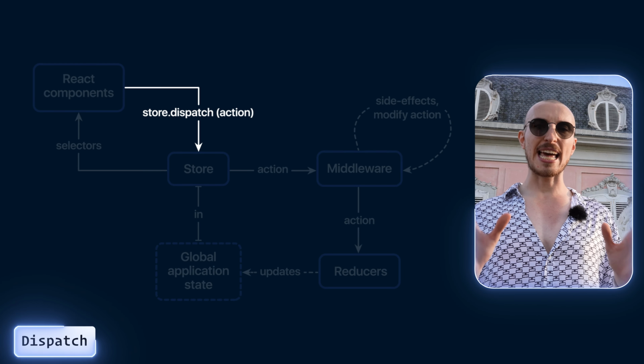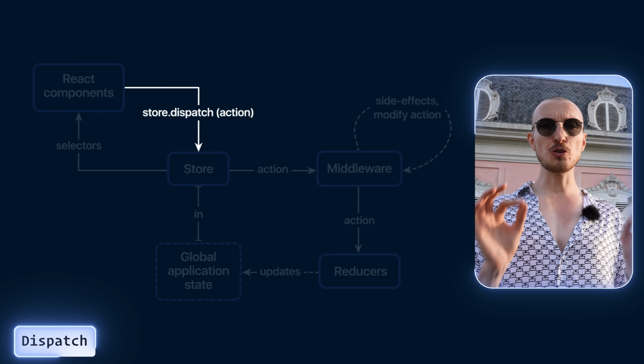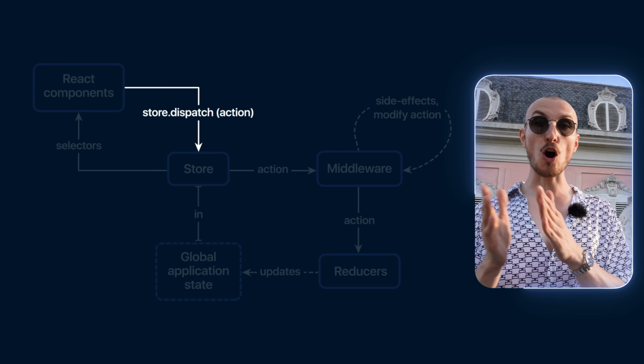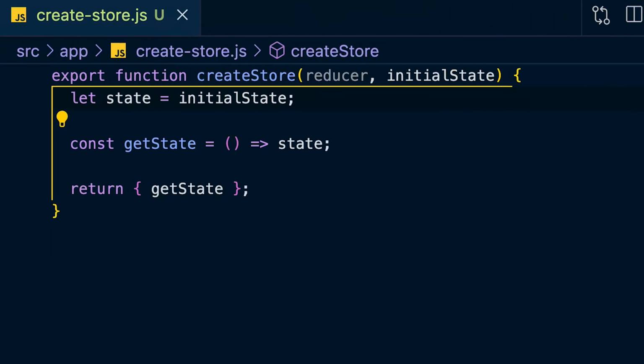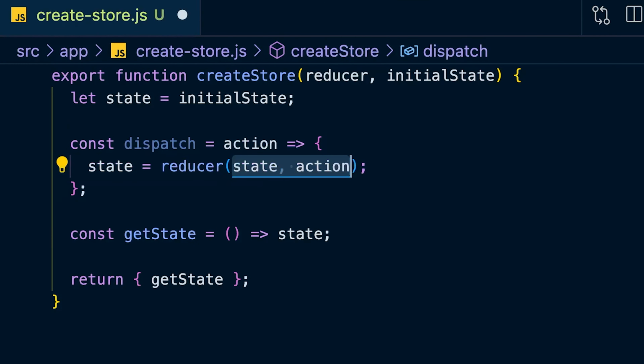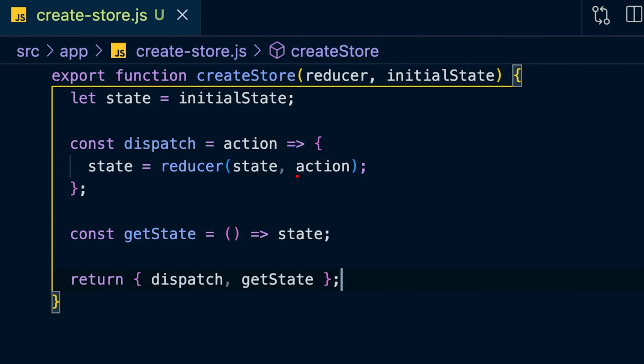Now, how do you send actions to your store? You do that using the dispatch method. So go back to your custom implementation of your create store function and modify it to support a dispatch method. Dispatch takes in an action and uses the reducer from your create store function to calculate the next state and then mutates the state in the closure. The store that you created using the create store function from Redux already has a dispatch method.